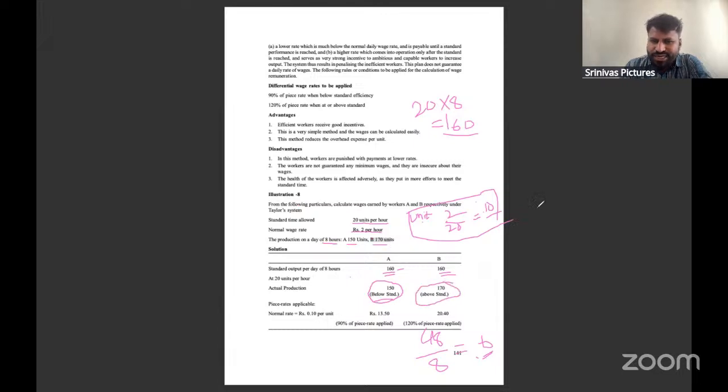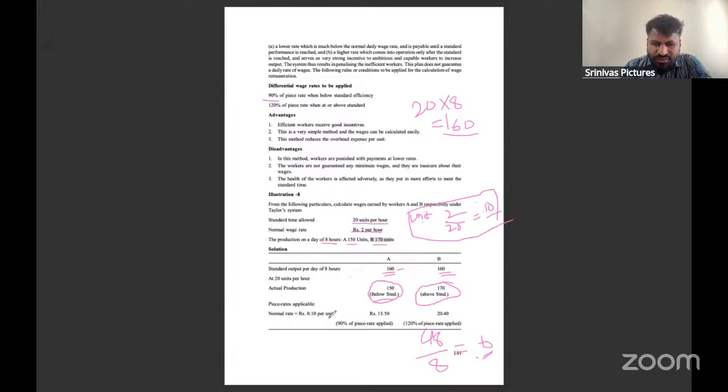So what is the cost per unit? 10 paise. When the productivity is below standard, how much are we going to pay? 90% only we are going to pay. So 90% means what?